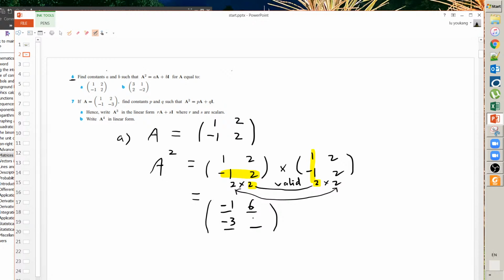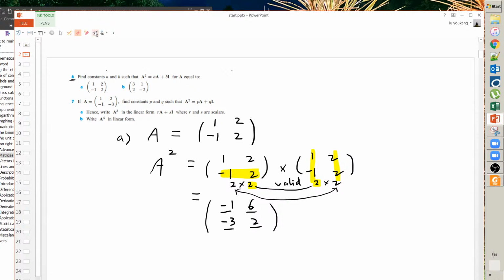Okay, then the fourth blank here is given by minus 1 and 2, and then 2 and 2. So you will get minus 1 times 2 is minus 2, 2 times 2 is 4, so you get minus 2 plus 4 is 2. So basically this is the answer for A squared.